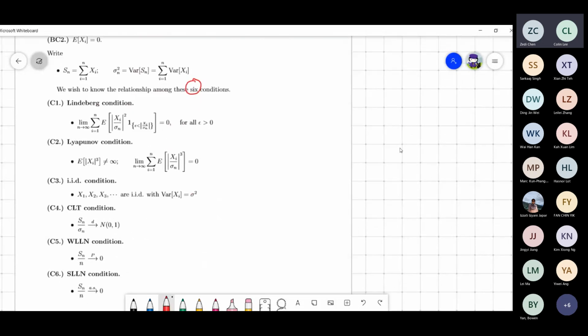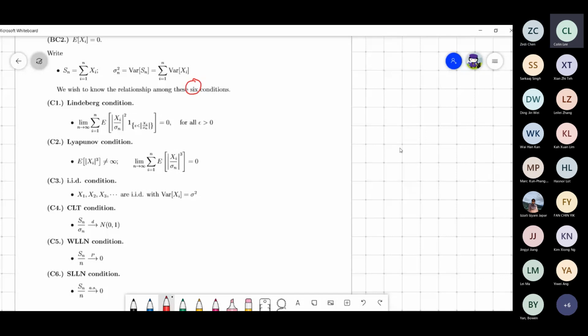So the first one, Lindeberg conditions. This is the one we're going to look at later. And the next one, Lyapunov conditions. This one, and IID, so independence and identical distribution conditions. This just means X1, X2, X3 are all independent and have the same distribution. We just simply write the variance of Xi to be sigma squared. So this is the condition.